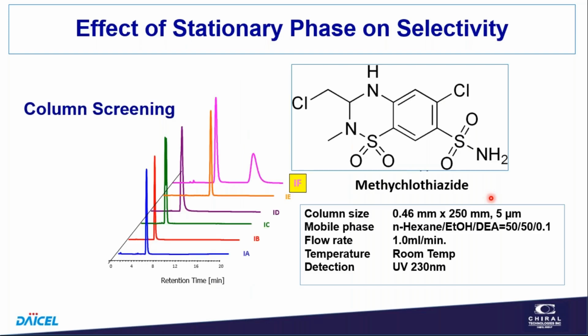So we typically just do column screening and typically use a fairly strong mobile phase just so we make sure everything comes off fairly quickly. In this case, on our Chiralpak IF, we got pretty good separation. We got some retention on IE and a little bit of retention on ID. So we probably investigated those using a weaker mobile phase.